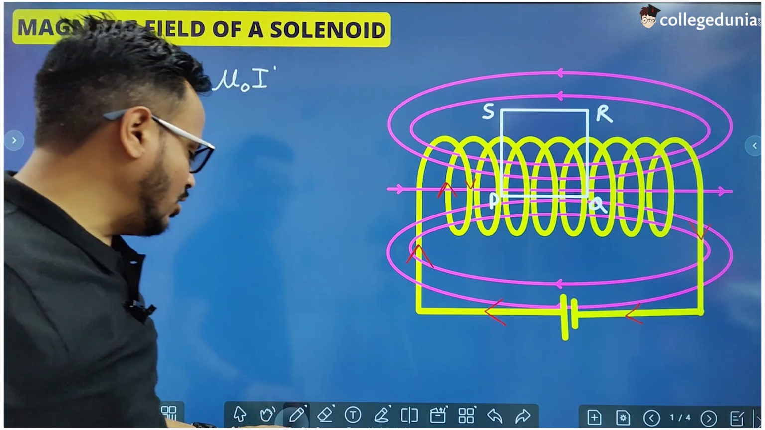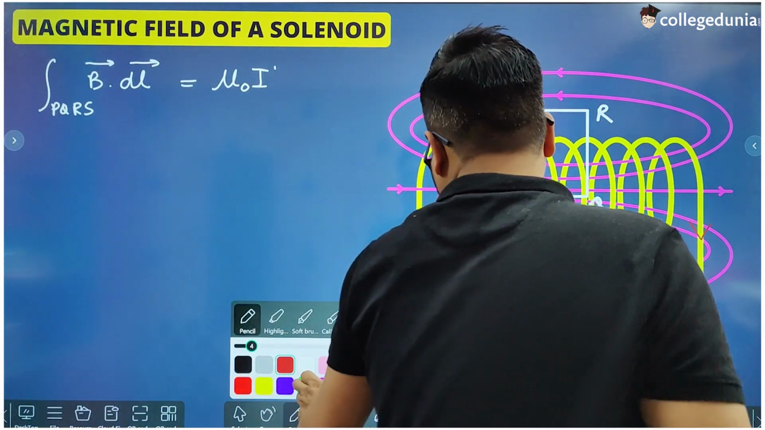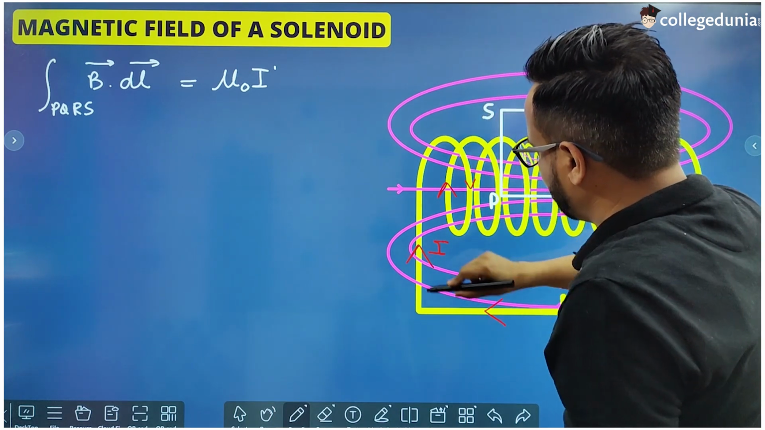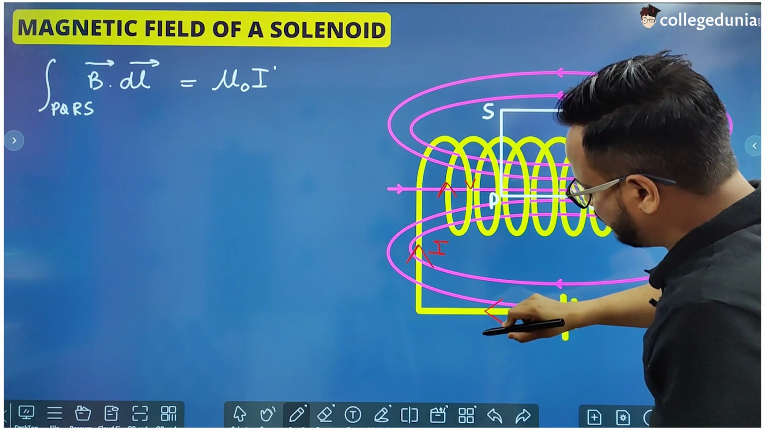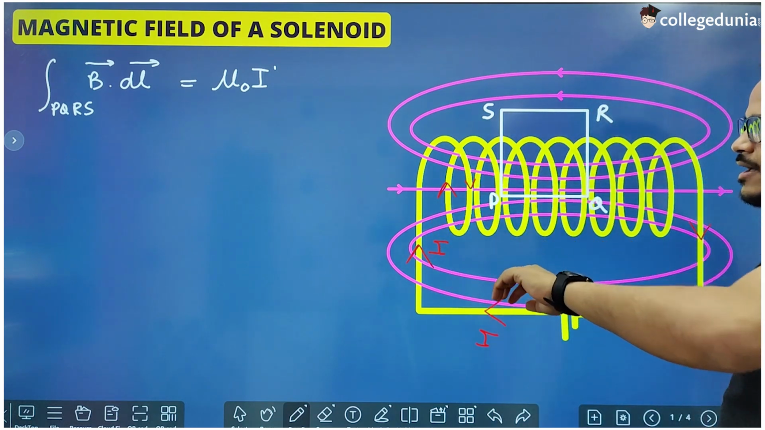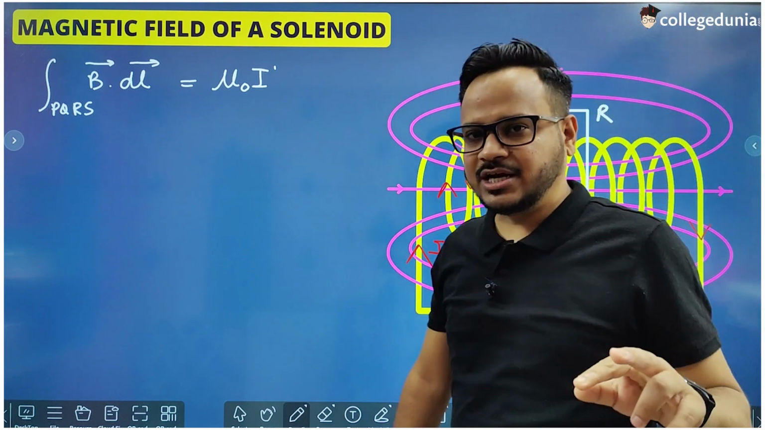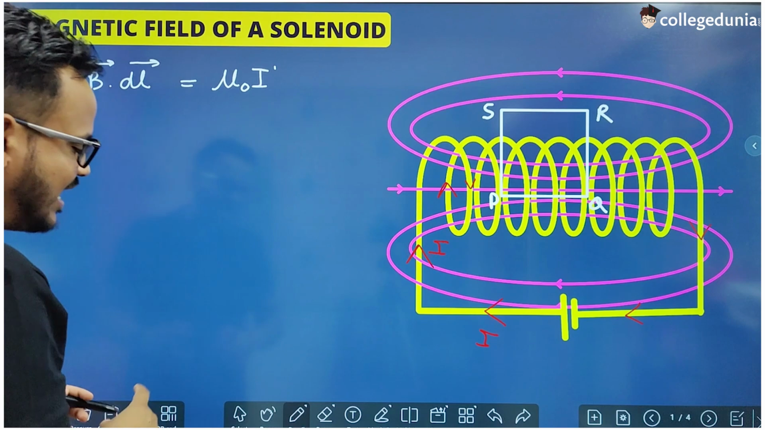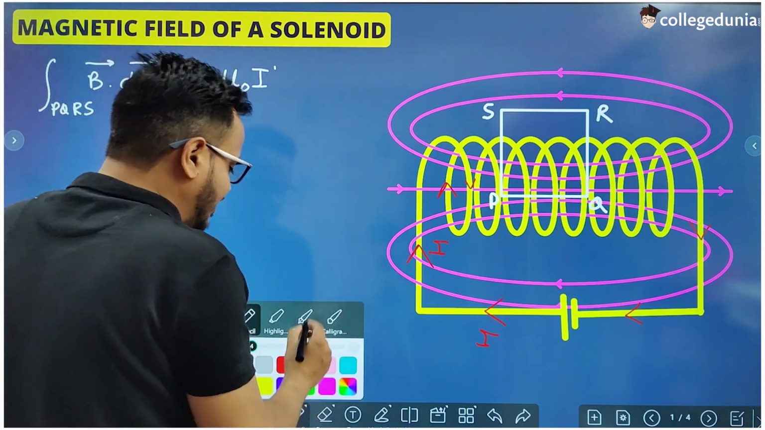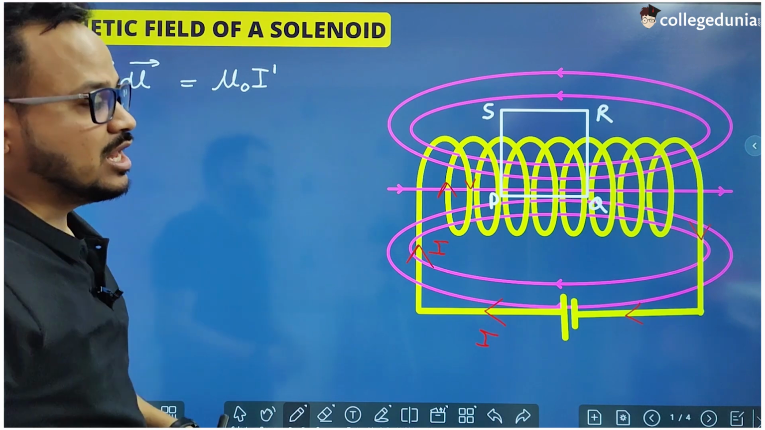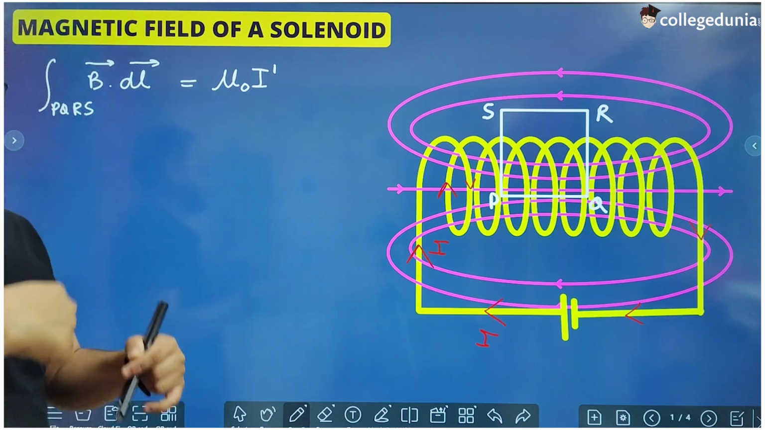I dash is what? Now listen carefully, that I is the current in this solenoid. This is the current which is coming out of the battery, right? This is the current I. But in case of Ampere circuital law, when we apply this formula B dot dl equal to mu naught I, we take only that current which is threading the loop, which means which is passing through the loop.